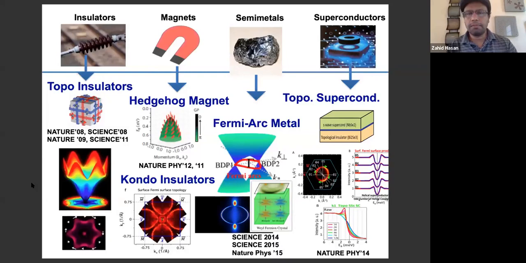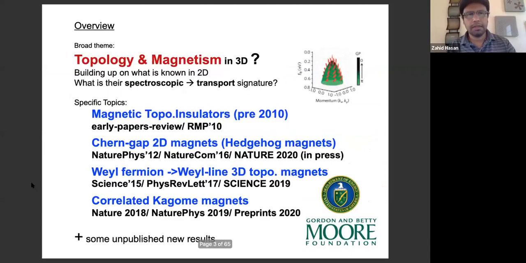You could also start out, introduce superconductivity and find topological objects there. So in this talk, I will mostly focus on magnetism, but just to give you a feel that a lot is happening. There are so many exciting research directions that are opening up in this field. And this particular talk will focus on three types of magnets.